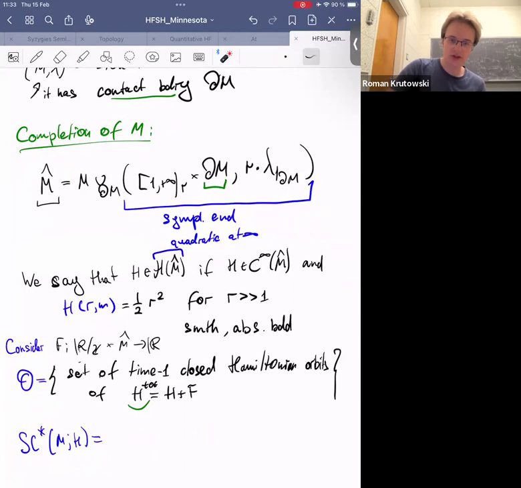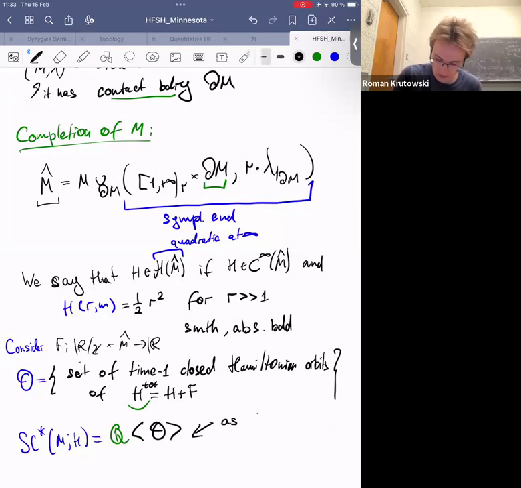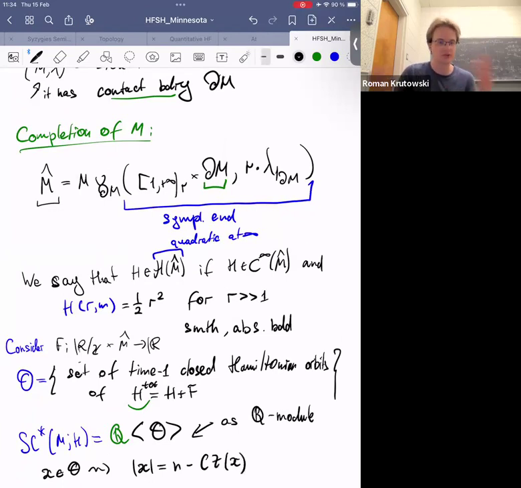And then the symplectic cochains, just as a module, is set to be equal to Q generated by this set O. So this is just a Q module. And to add a grading here, for x in O, we assign the grading to be equal to n minus the Conley–Zehnder index of x. This is some classical quantity. And now with this, I can say that this is actually a graded Q module.